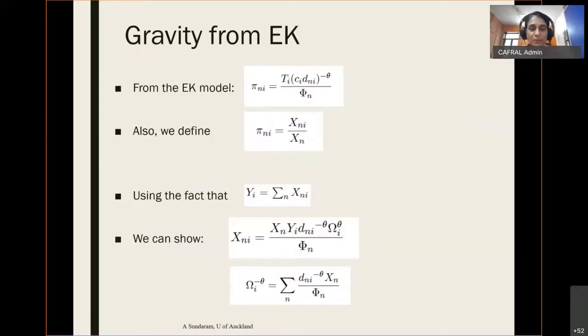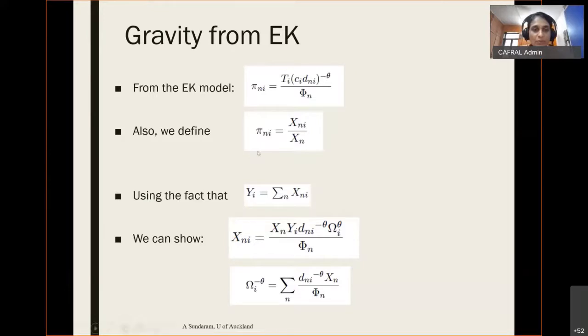And the other foundation, the more recent one, is the Eaton-Kortum model that we did in the Ricardian lecture, right? So if you remember from the Eaton-Kortum model, we derived this expression for the probability that a country N imports from a country I. And that was a function of the absolute advantage or technology in country I, the marginal cost of production in country I, the distance or transport cost between the two countries, N and I, and then also this phi of N term, which if you remember was simply the aggregate cost of supplying that commodity to this country N from all suppliers across the world, right?